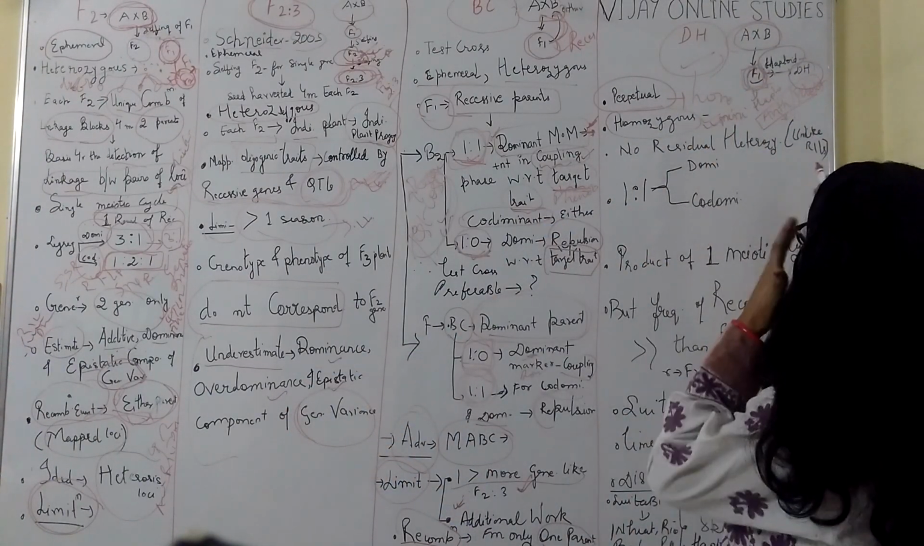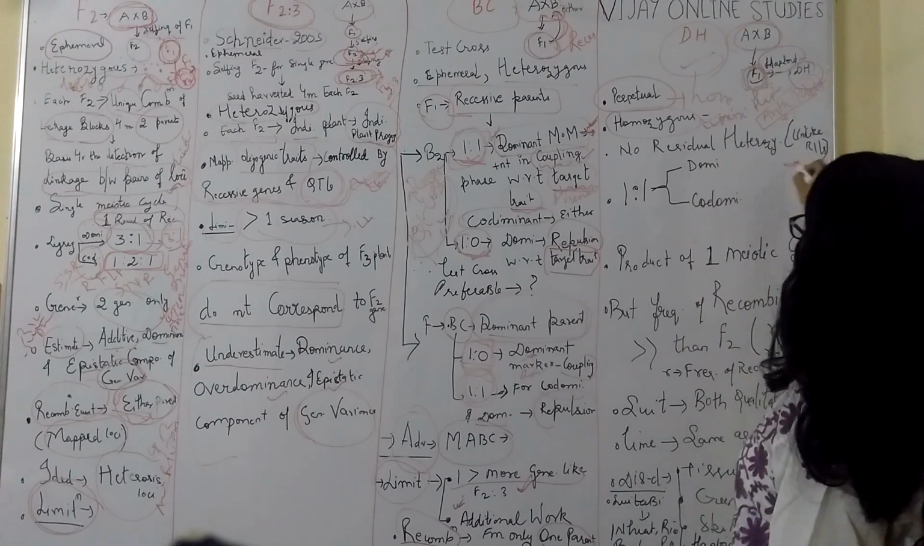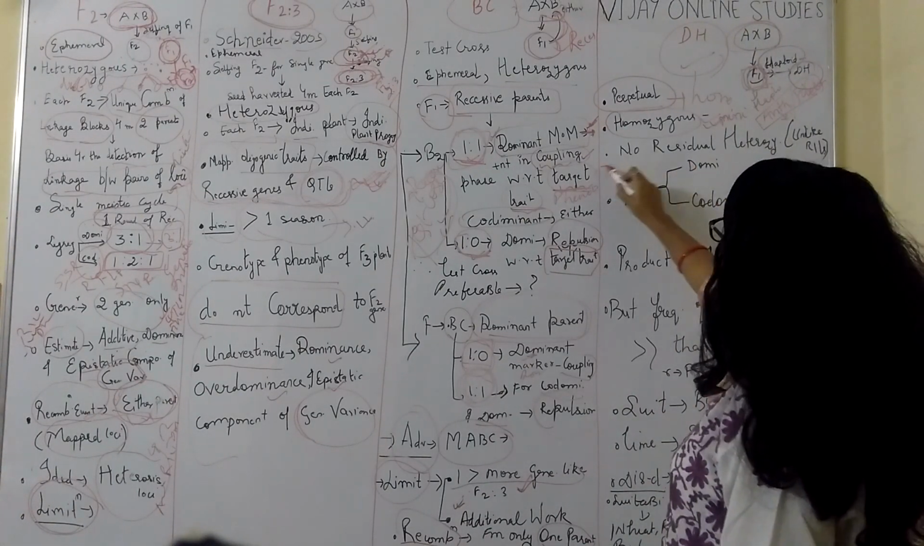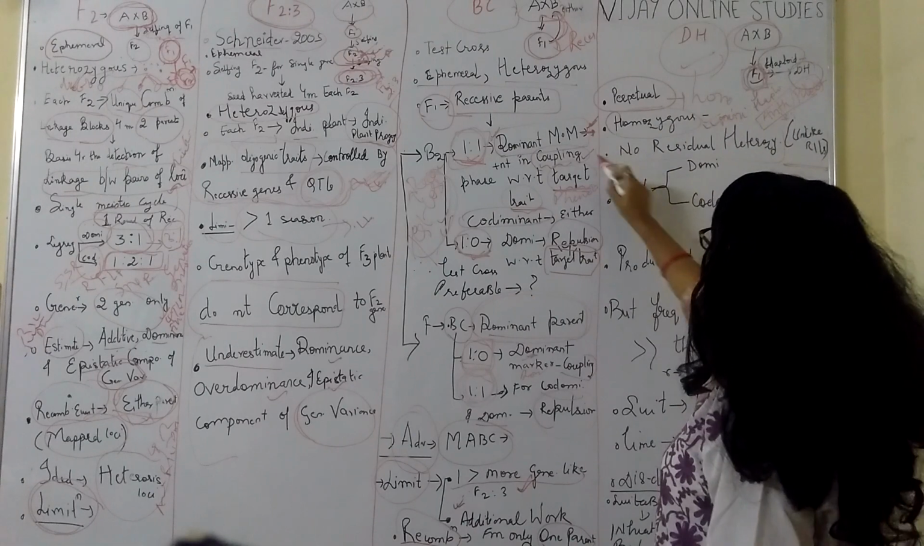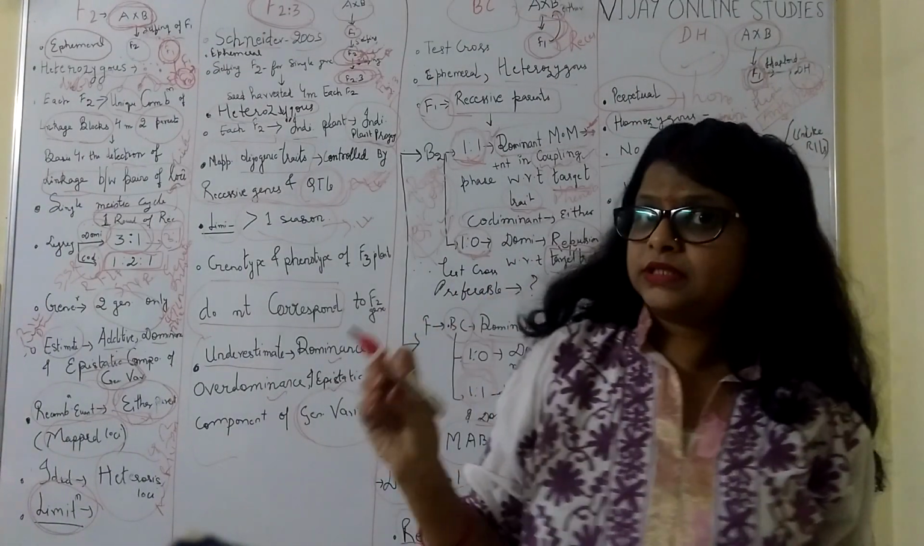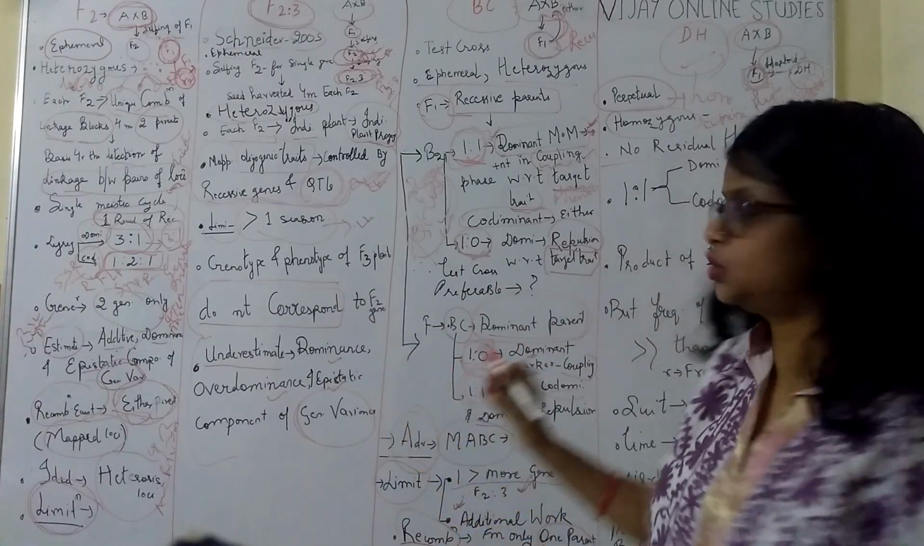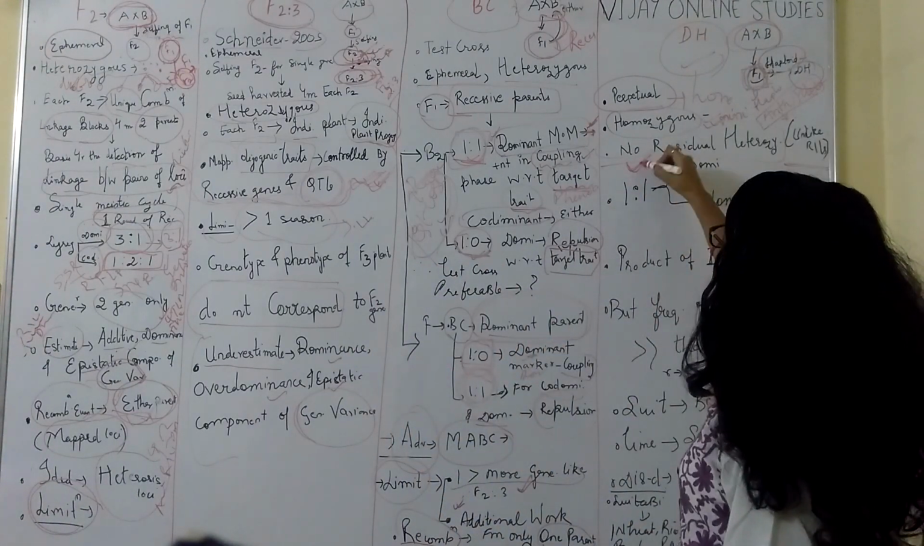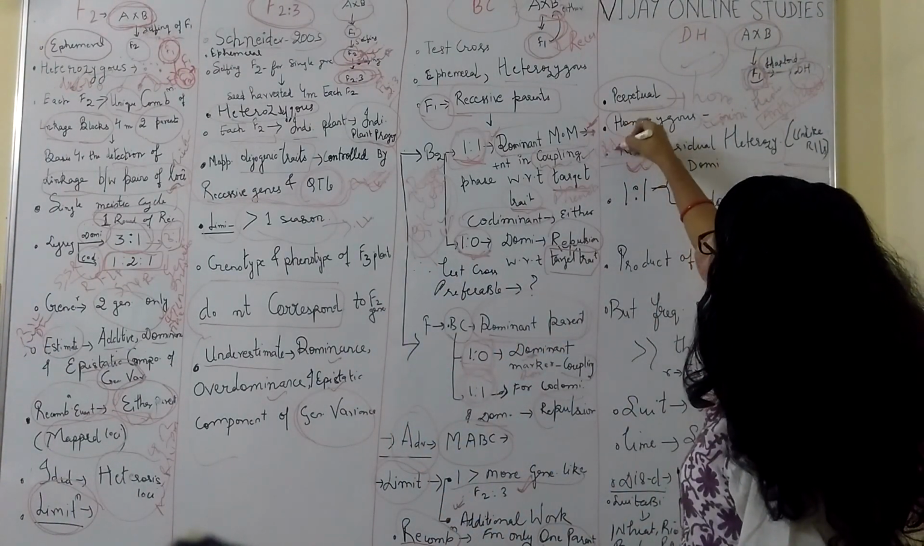Now what is its advantage over RIL? RIL के ऊपर इसका advantage है कि unlike RIL it does not give residual heterozygosity. मतलब रेसिडुअल हेटेरोजाइगोसिटी इज एसोसिएटेड विद RIL मैपिंग पॉपुलेशन व्हिच इज नॉट एसोसिएटेड विद डबल हैप्लॉइड. तो ये इसका एडवांटेज हो गया.